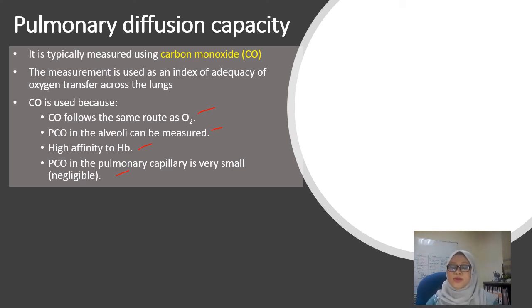In pulmonary capillary, the partial pressure of oxygen is 40 mm mercury, whereas partial pressure of carbon dioxide is 46 mm mercury. So therefore, oxygen and carbon dioxide cannot be used to measure DL. Same goes in the case of affinity to hemoglobin. The affinity of hemoglobin towards carbon monoxide is higher than the affinity towards oxygen. So these are the reasons why carbon monoxide is chosen.